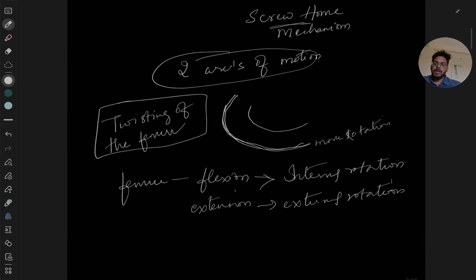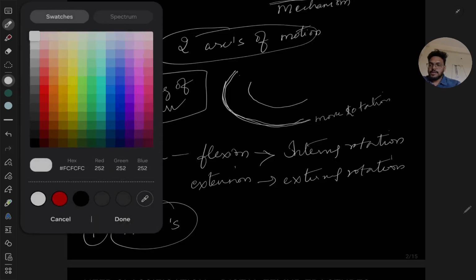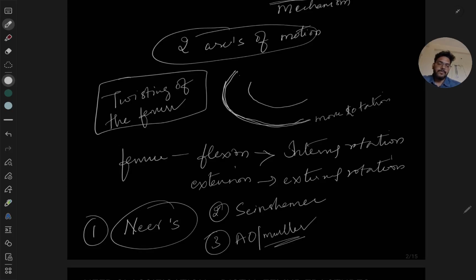Now coming to the classifications. What are the classifications of the distal femur? The oldest classification dates back to the 1960s, given by Neer. So Neer was the first person to give a distal femur classification. Then the other is Schatzker. Then the most important clinical classification that you use in day-to-day practice is the AO or Muller classification. These three are the classifications for distal femur fracture.